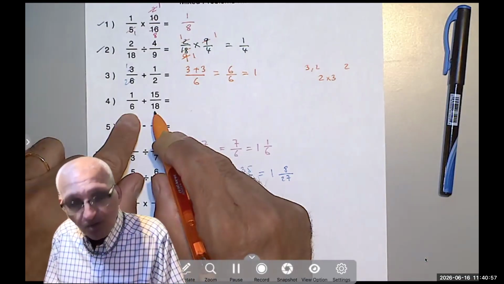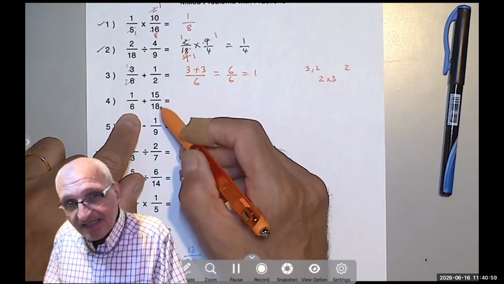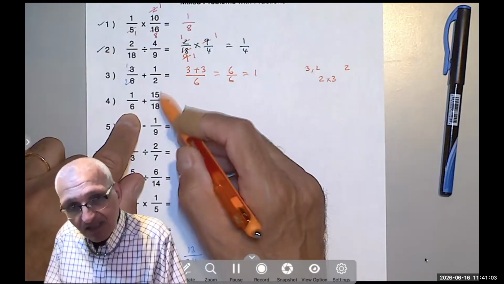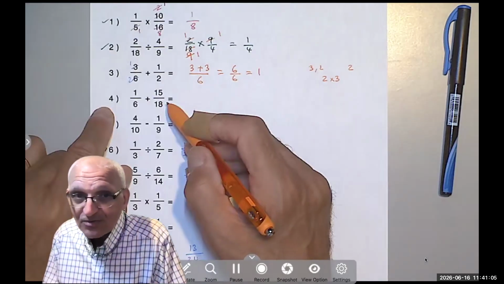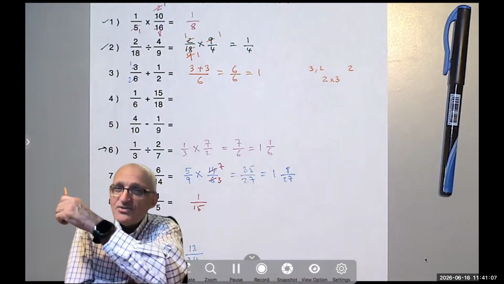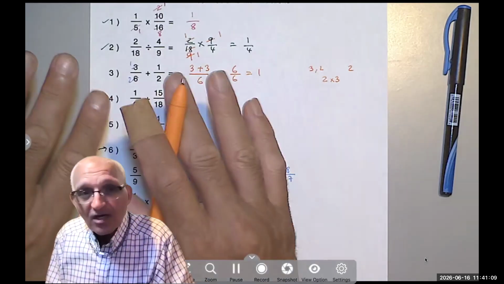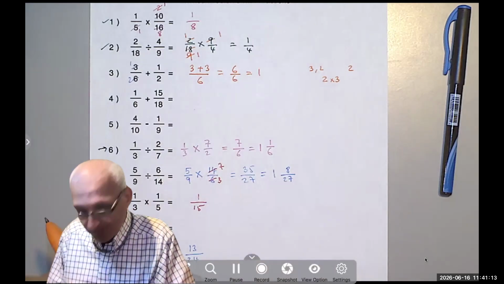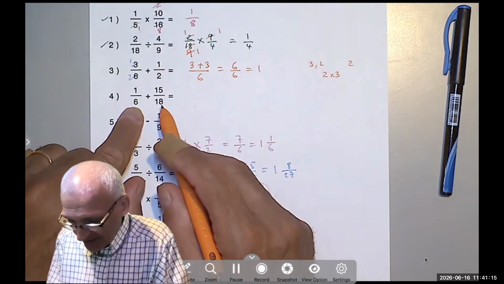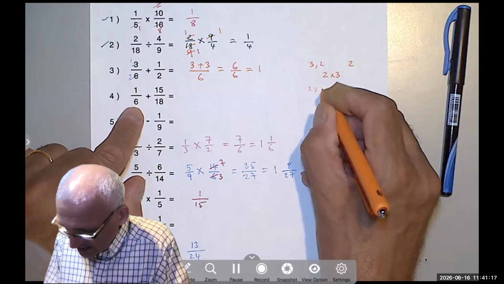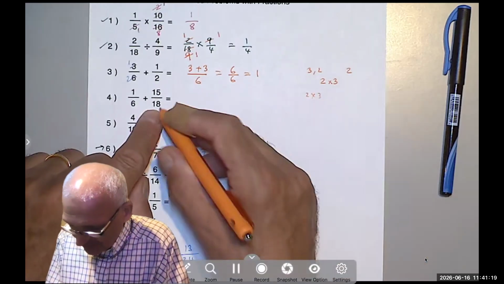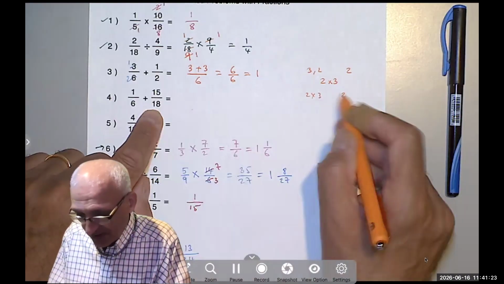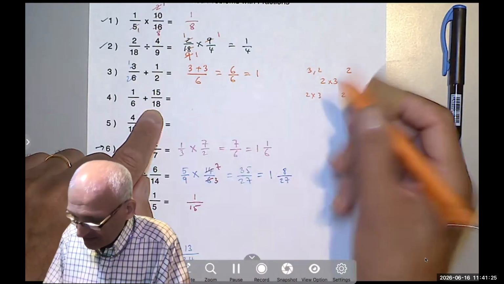Same thing here. Notice that 15 and 18 are both divisible by 3. I could have divided them by 3, and the problem would be very easy. But sometimes you cannot do that. We are going to assume we didn't see that, like we assumed here. So I'm going to say, okay, 6 is 2 times 3. 18 is even, so 2. That would leave 9, because 18 is 2 times 9. The 9 is 3 times 3.